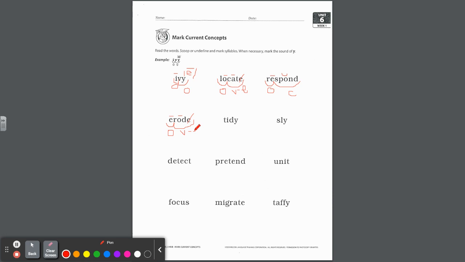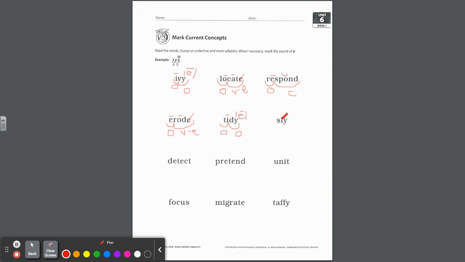Next word. Tidy. That means clean. Ti is a long vowel, open syllable. Dy is also open, but we're not just going to put a macron over that Y. Remember, we're going to mark the sound of it. This is a multisyllabic word, so it sounds like a long E, tidy.